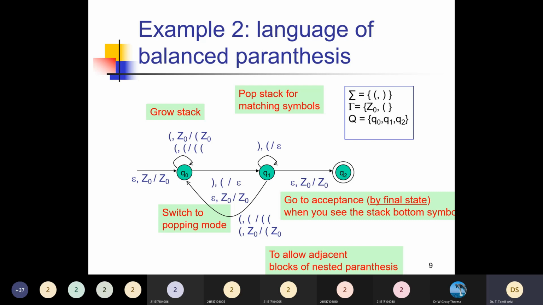There is no parenthesis left in my string, and the top of the stack is Z0. You can reach the final state here. Pop the stack matching symbol, that is the second operation. So here also the same thing: for each close parenthesis we have to pop out one open parenthesis from the stack. Go to the acceptance state, otherwise the final state. When you see the stack bottom symbol is Z0 and we reach the end of the string, based on these two conditions we can reach the final state.